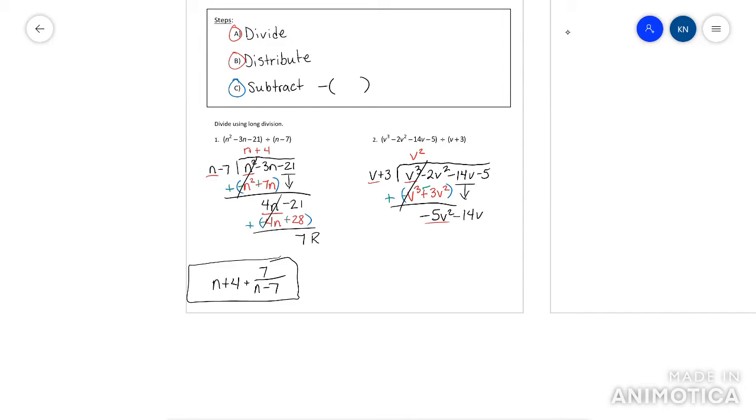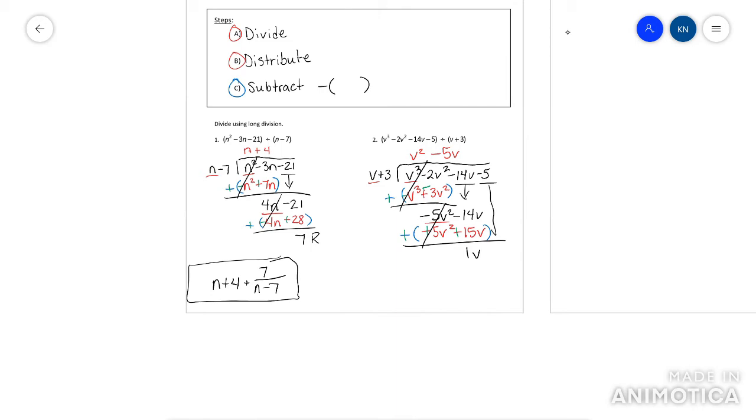First term divided by first term. Negative 5v squared divided by v is minus 5v. You're then going to distribute a minus 5v to v plus 3. That's going to make minus 5v squared minus 15v. You then have to subtract this whole thing. Distribute the minus and change these signs. Then you can combine, the v squareds cancel, and this makes 1v.